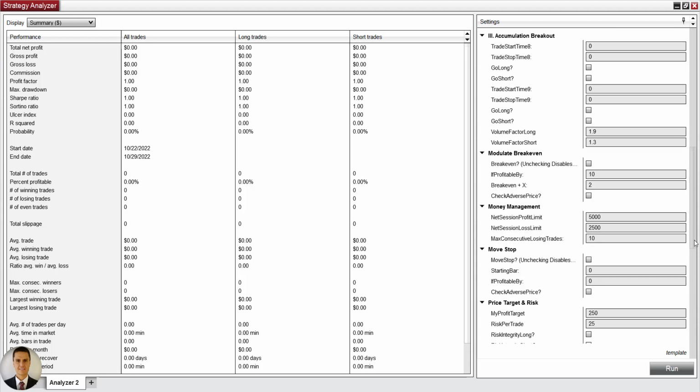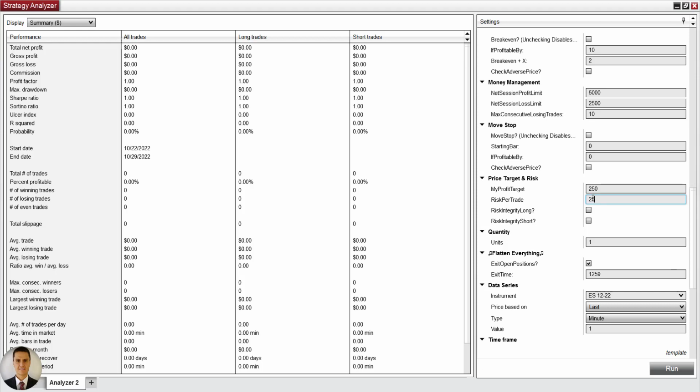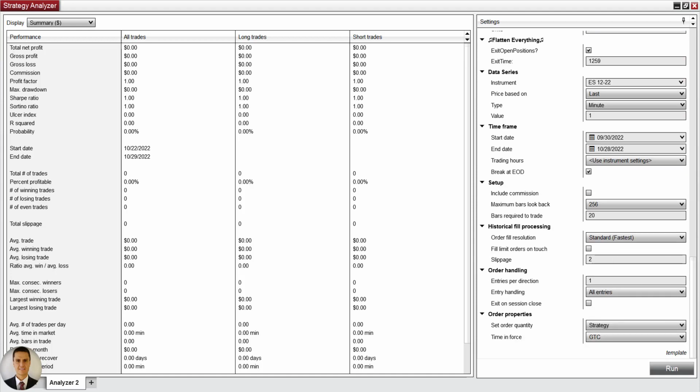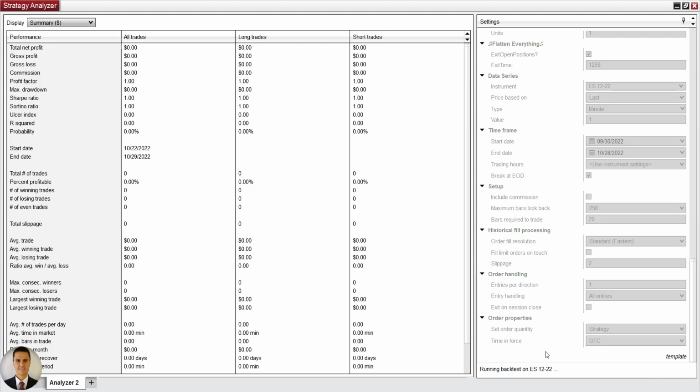So I'm going to run it between 9:30 and 10:28 to capture all of the Fridays that we're after here. And we're going to do an all-things-being-equal test. So 25 ticks of risk on the SPOOs for 250 ticks of potential profit. Let's go ahead and run it and see what we got. And we do have 2 ticks of slippage.